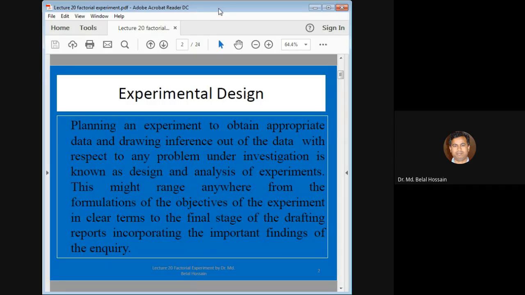So experiment is a thing you do repeatedly. Okay, and in statistics that experiment has a great role in conducting things. Okay, that you have to do that repeatedly. Okay, until it is done.